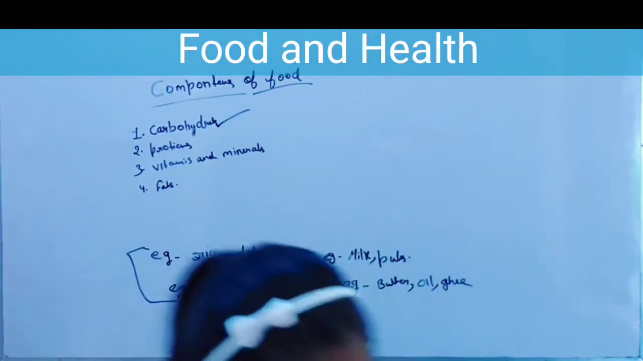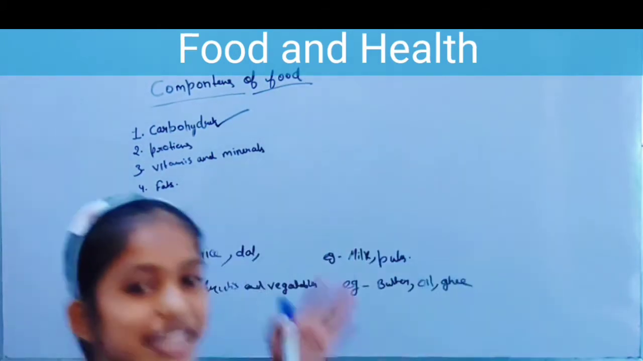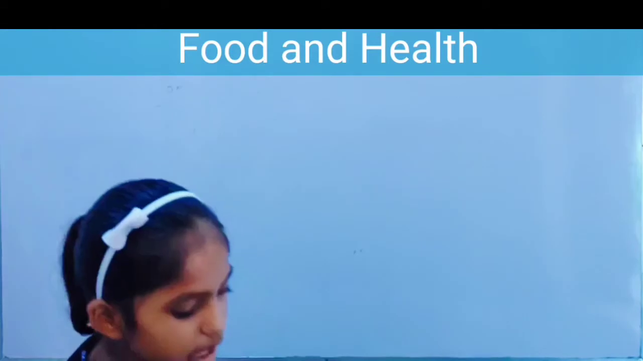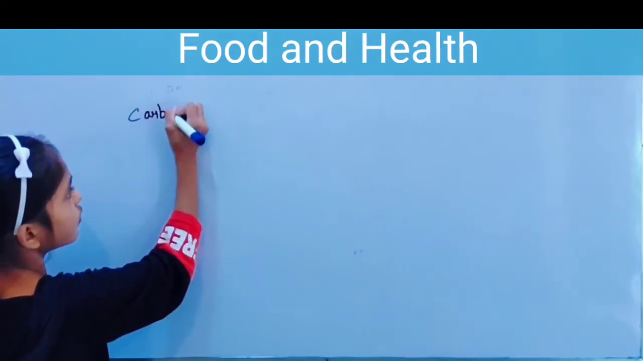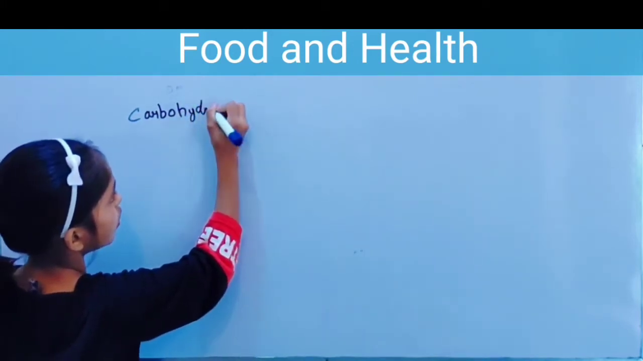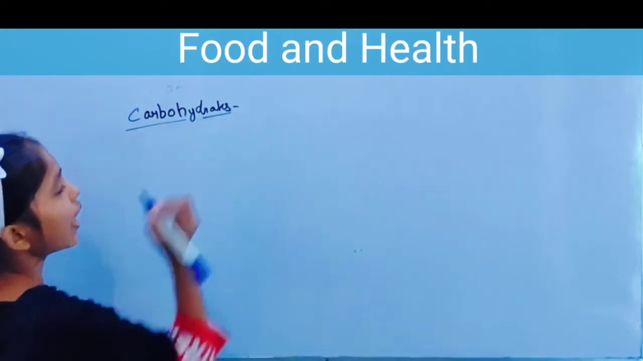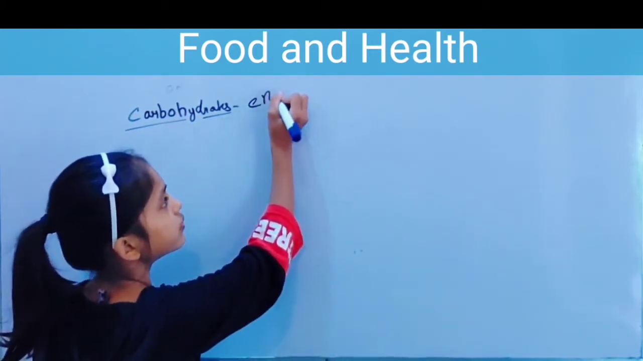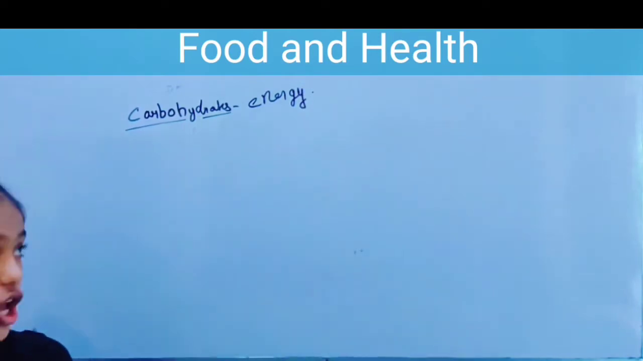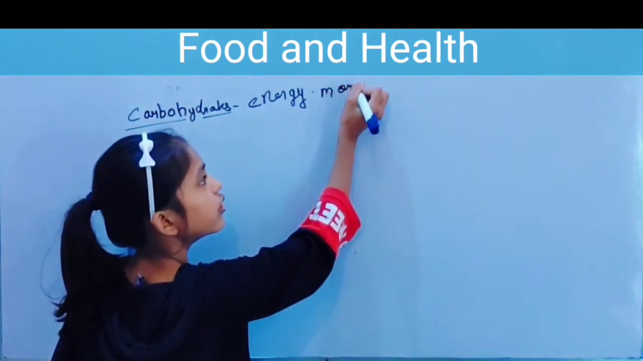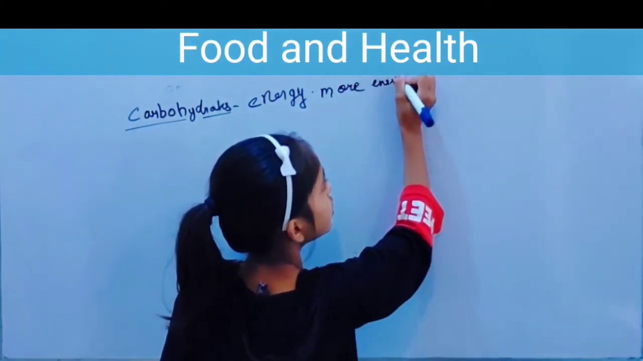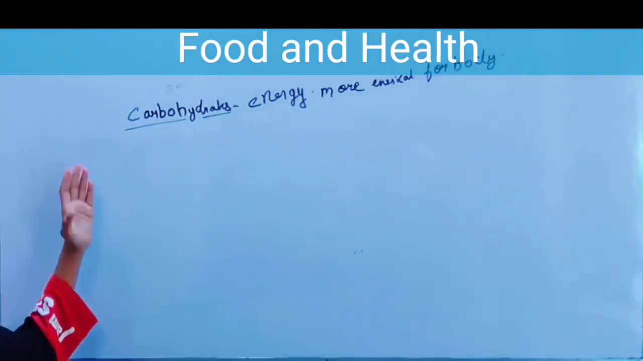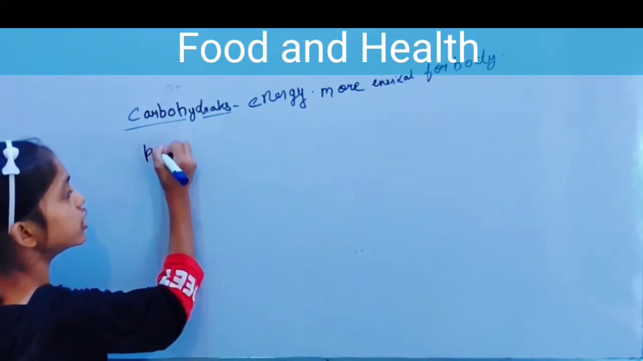Now I will tell you about each of the food components, means in definition. Carbohydrates. Here I will tell you why these are important for our body. Carbohydrates give us energy. It gives us energy, which is more essential for our body. And protein is also required but not in much quantities.